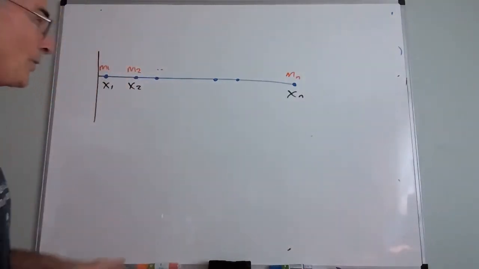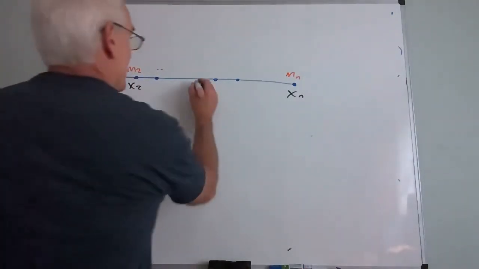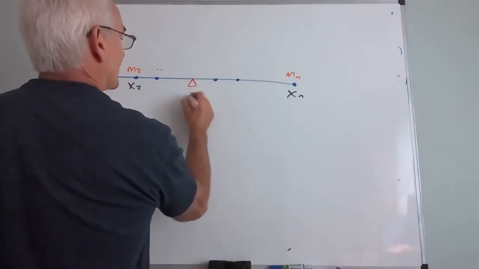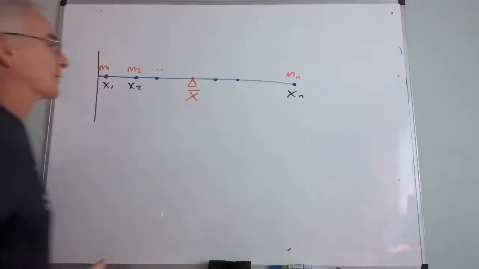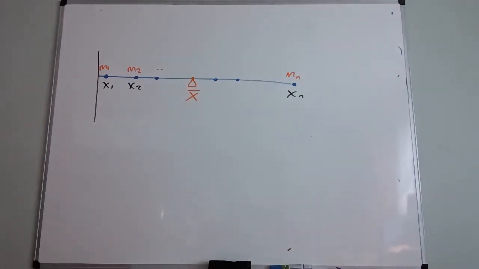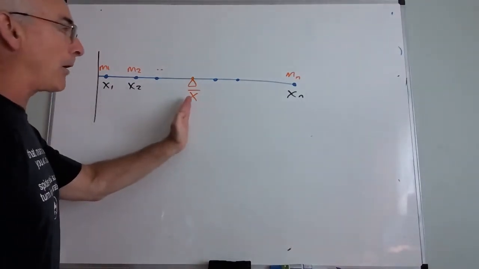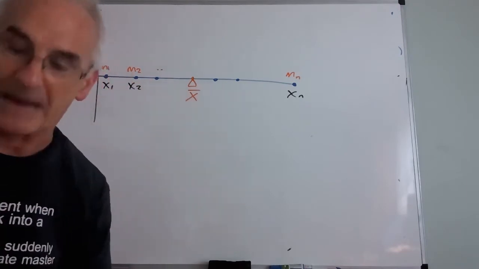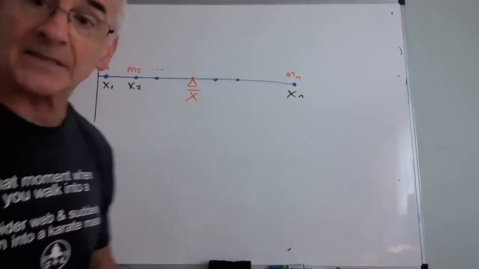Now, we know there's got to be a place where it balances. Let's say that place is right here. And let's call that x coordinate x bar. That's kind of the universal name we're going to give it. At whatever distance x bar is from the wall, so x bar would be some positive number, that's where the balance must occur. Now, I need to calculate x bar.